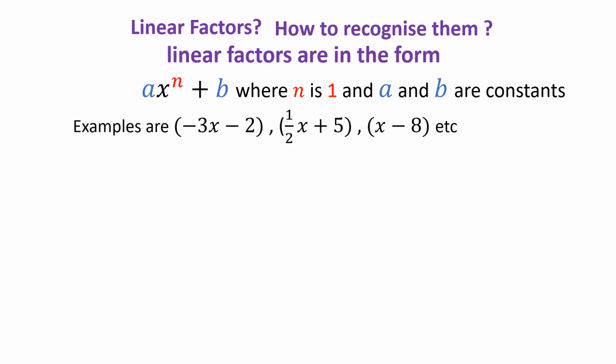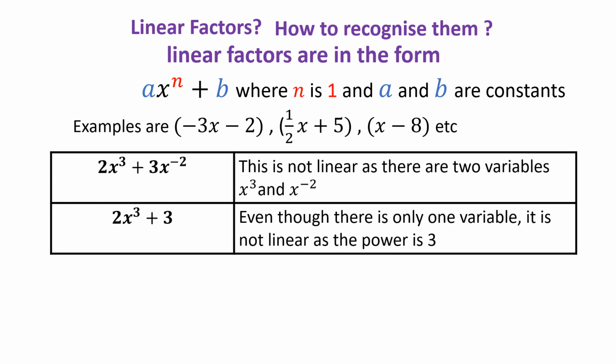Some examples are -3x - 2, because -3 is the constant a, -2 is the constant b, and x means x to the power 1. So in this case, the power is 1. That satisfies the rule stated above. Half x + 5 is also a linear factor. Likewise, x - 8. So what are some examples that are not linear?